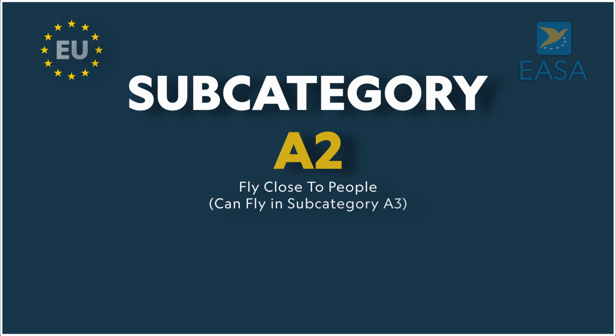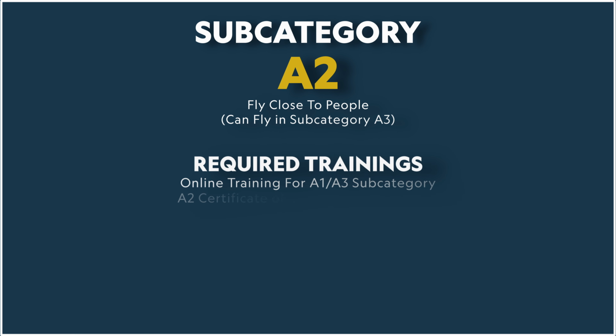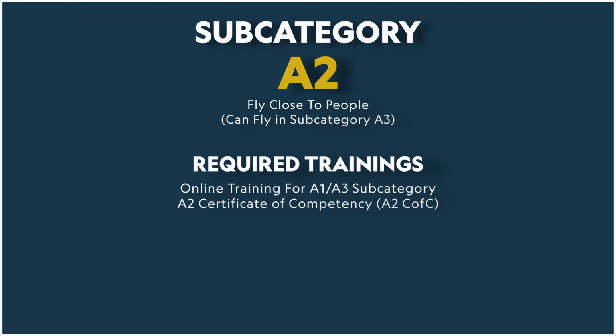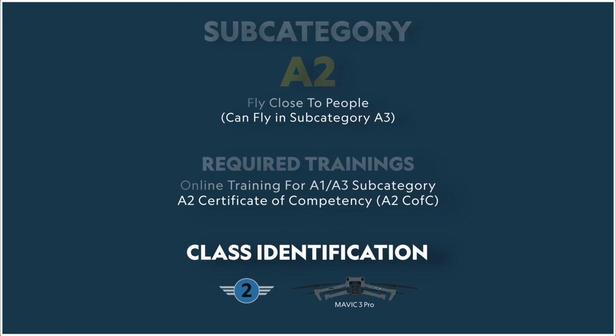And now we're going to cover the subcategory A2, which is described as flying close to people with a drone of class identification C2. In this category, you are required to have an A2 certificate of competency. That means you require additional training. Flying over uninvolved people and over assemblies of people.